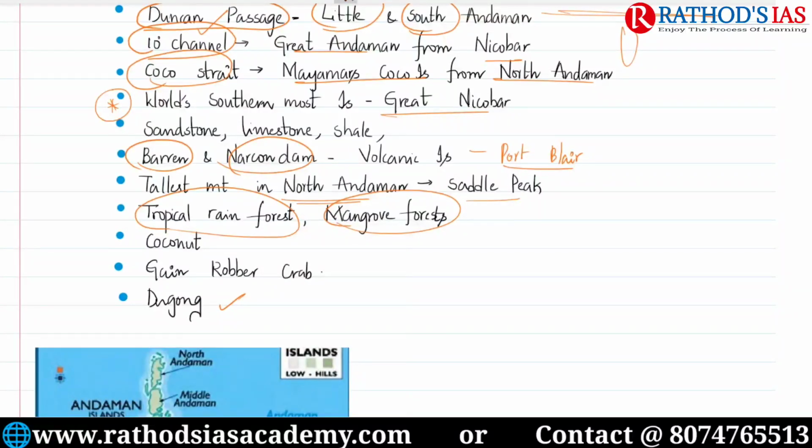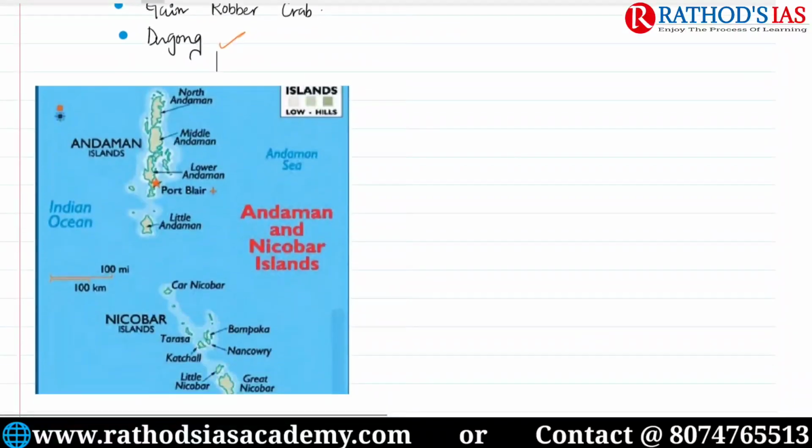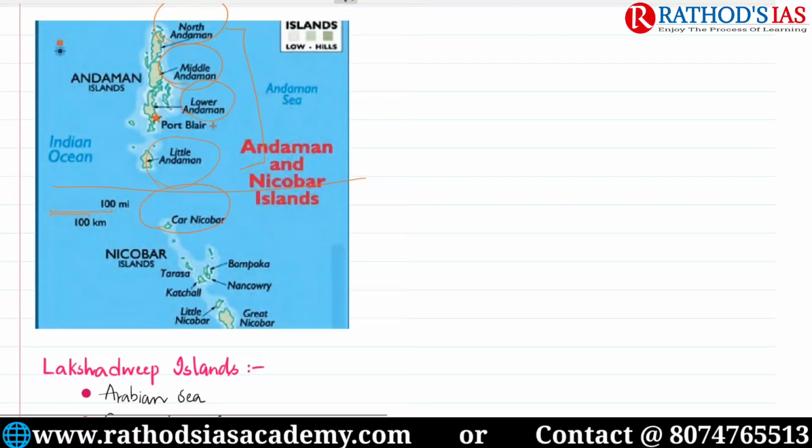So this is about Andaman and Nicobar Islands, and now let us have a look over the map. So here we have Andaman, and here we have Nicobar, and here we have the 10 degree channel. So the north to south arrangement of these islands is very important. To the north we have North Andaman, Middle Andaman, Lower Andaman and Little Andaman. North, Middle, Lower and Little. And in the Nicobar we have Car Nicobar to the top, and here we have Little Nicobar and Great Nicobar. So this Great Nicobar is the southernmost.